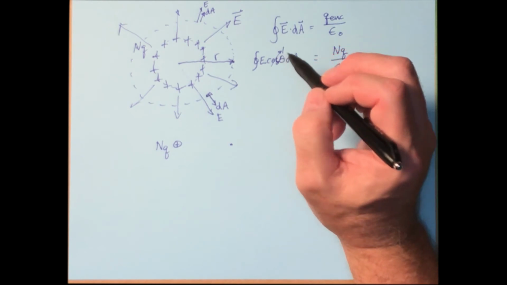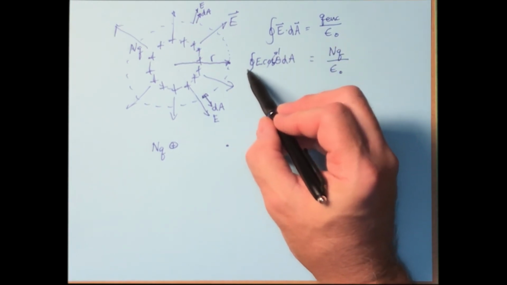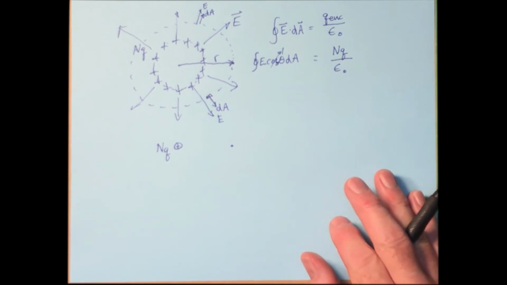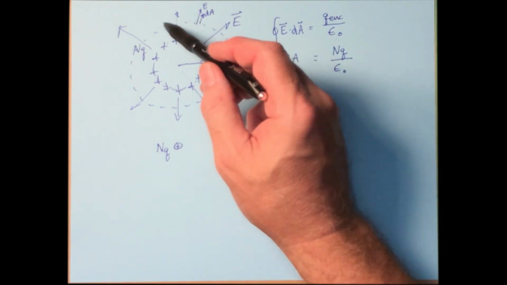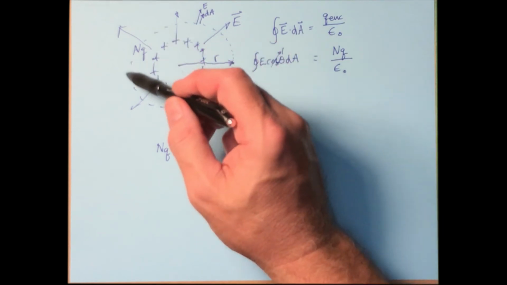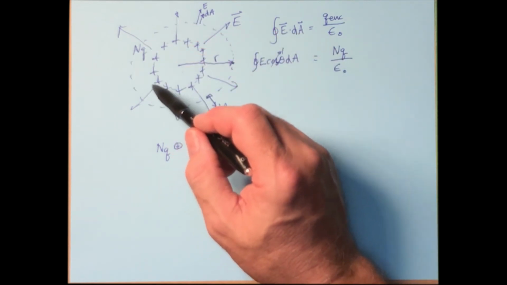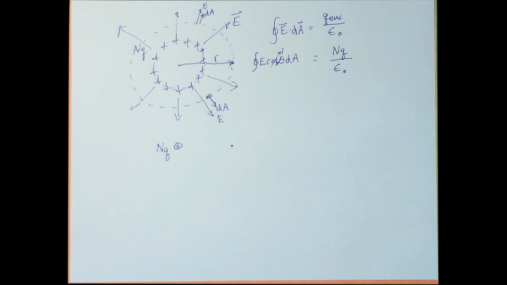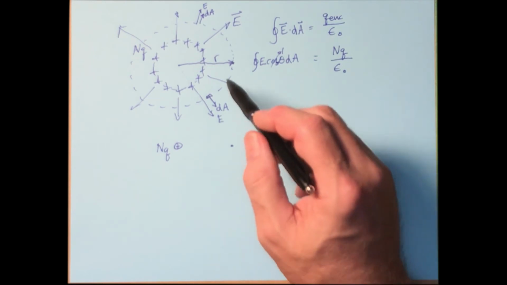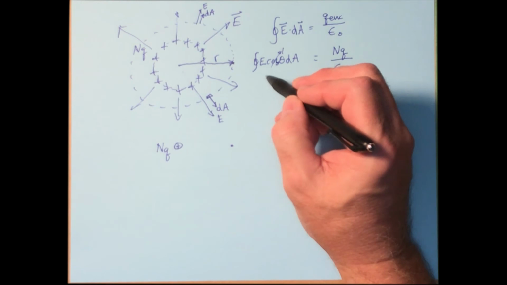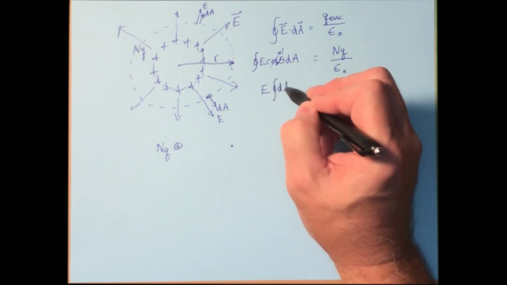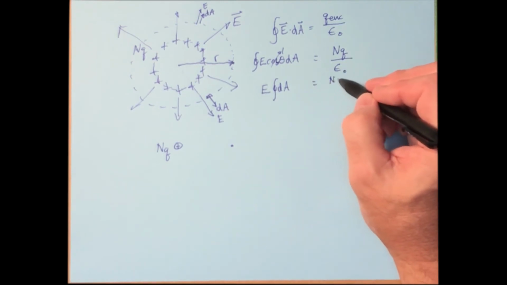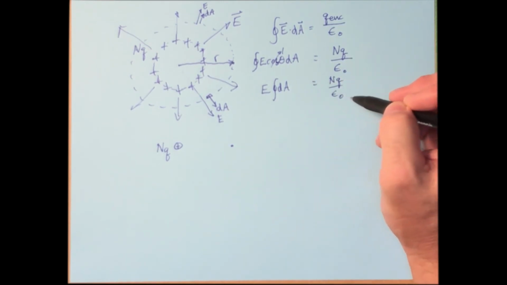And then ask yourself, is E constant? Can I factor it out of this? Well, E is constant at every point on the surface because of the way that we chose our Gaussian surface. We put it equidistant from the center, so it's uniformly spaced a distance, whatever that happens to be, away from the shell itself. So E is constant at every point on the Gaussian surface. That means I can factor it out of the integral, and I have E times the closed integral dA equals NQ over epsilon naught.